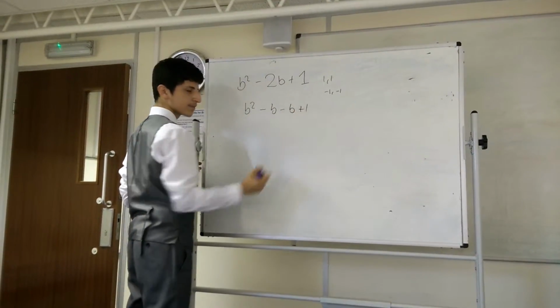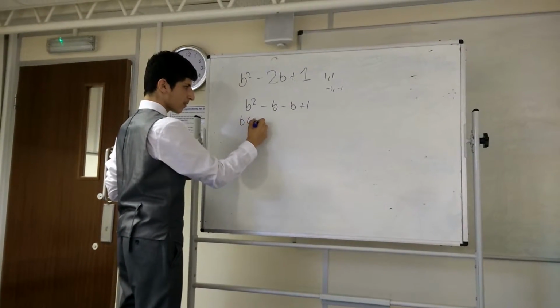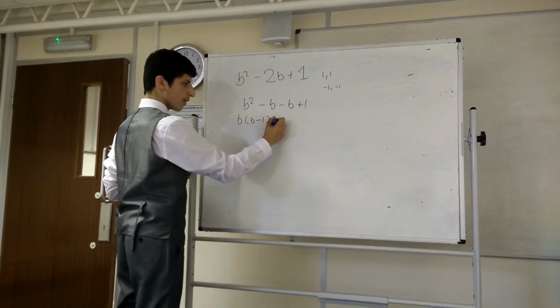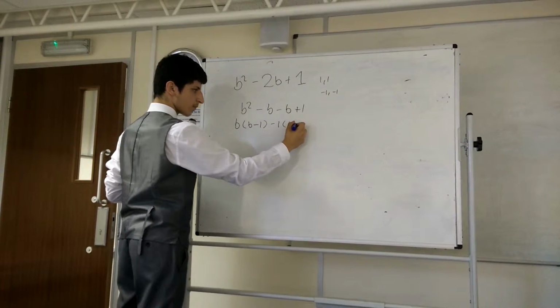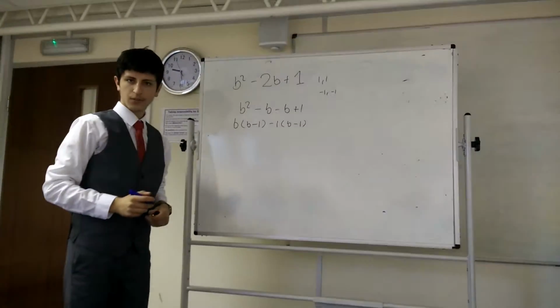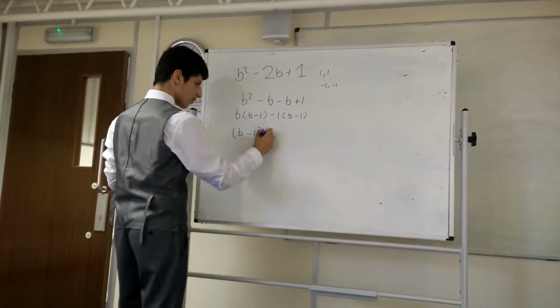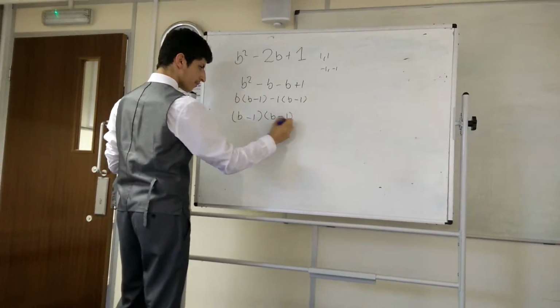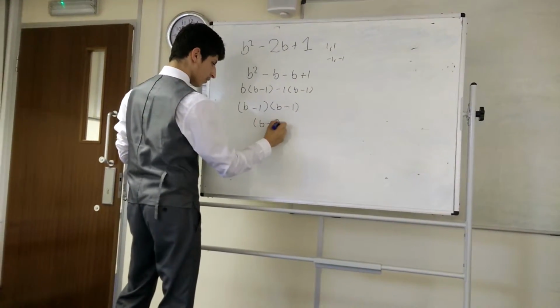plus 1. Factorising this: b brackets b minus 1, minus 1 brackets b minus 1. Taking b minus 1 out as a factor gives you (b minus 1)(b minus 1), alternatively written as (b minus 1) squared.